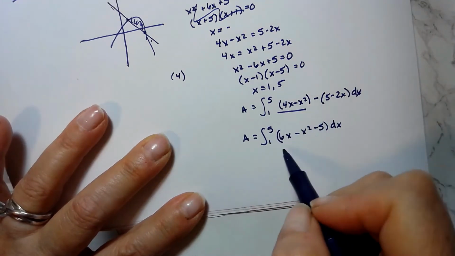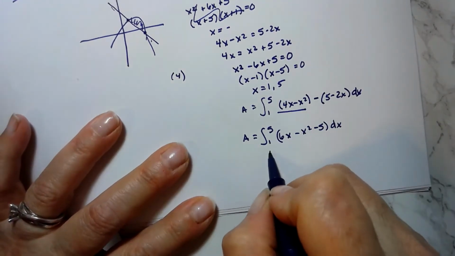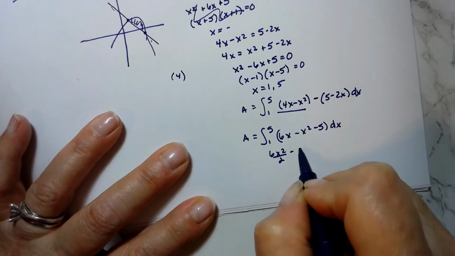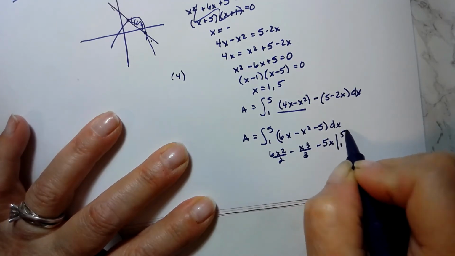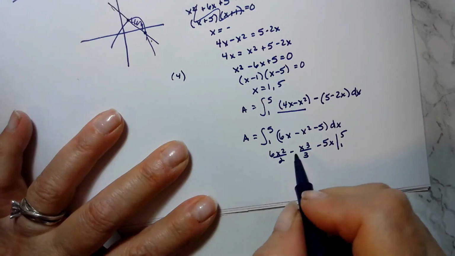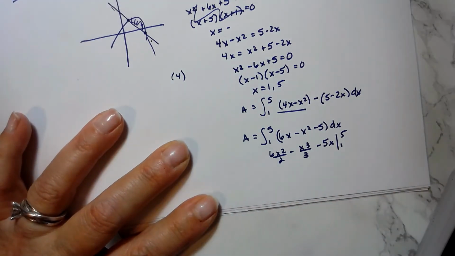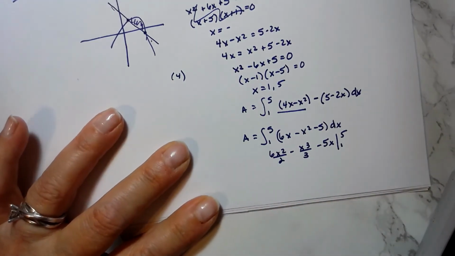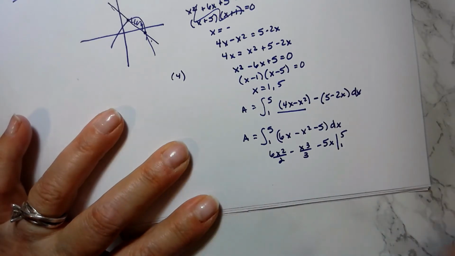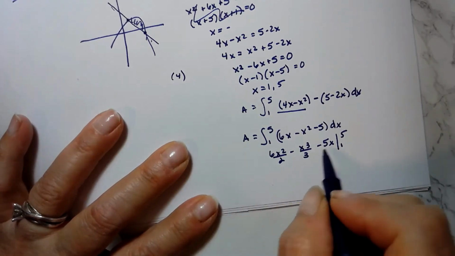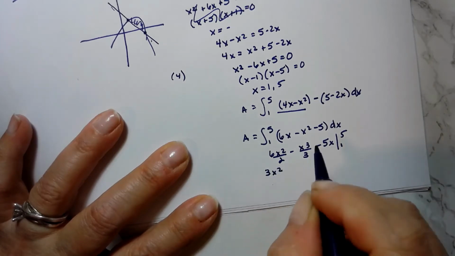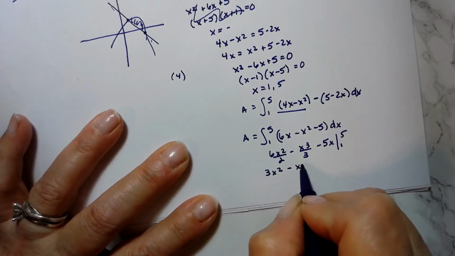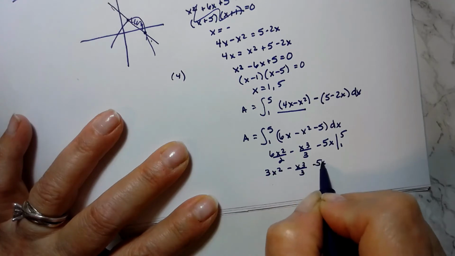Okay, now if I integrate this thing by hand, I'm going to have 6x squared over 2 minus x cubed over 3 minus 5x from 1 to 5. I just want to see what I get. 2 goes into 6 3 times, so I'm going to have 3x squared minus x cubed over 3 minus 5x from 1 to 5.